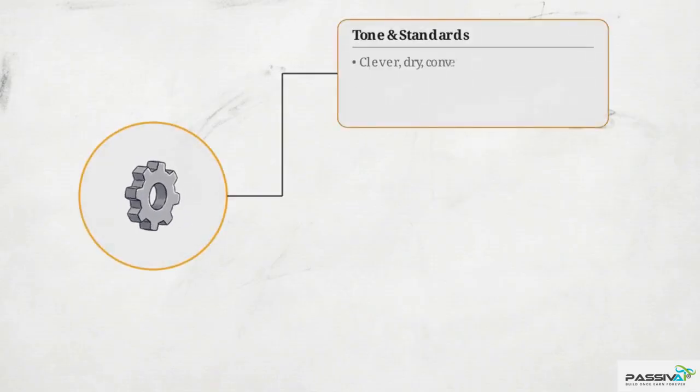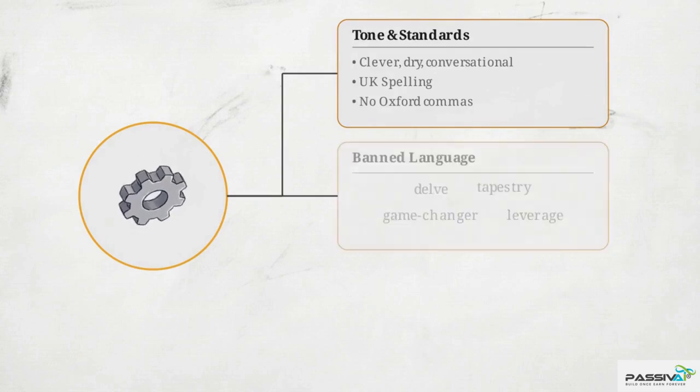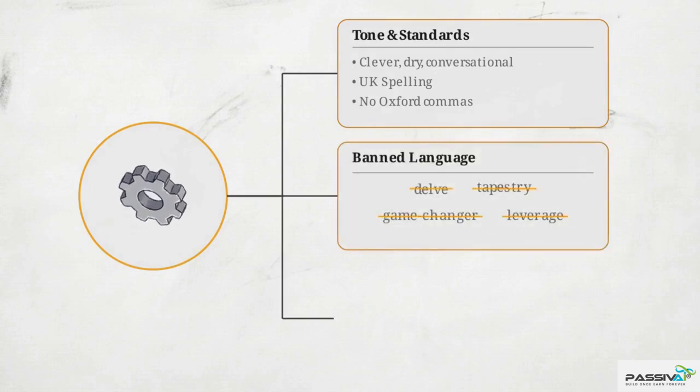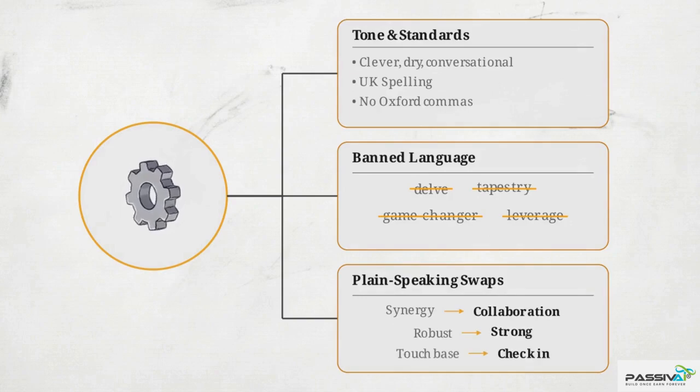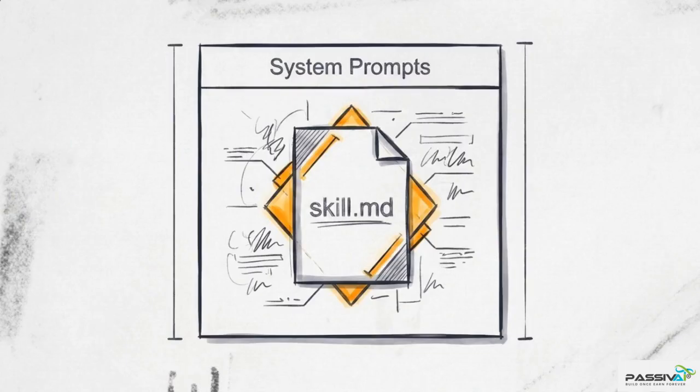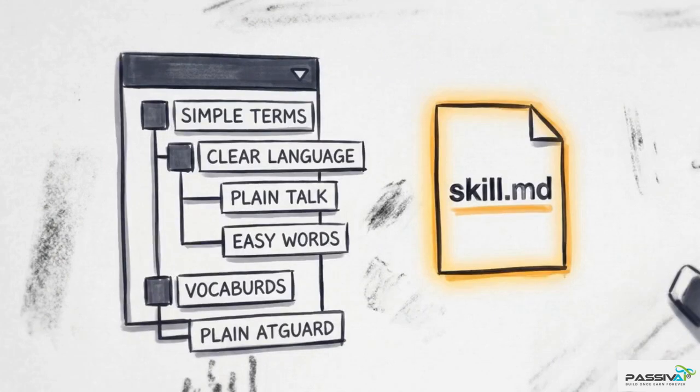It contains the instructions that define the tone, the list of banned buzzwords, and the specific plain-speaking replacements the AI is forced to use. This Markdown file acts as the primary constraint, giving you granular control over the words the model is allowed to choose.